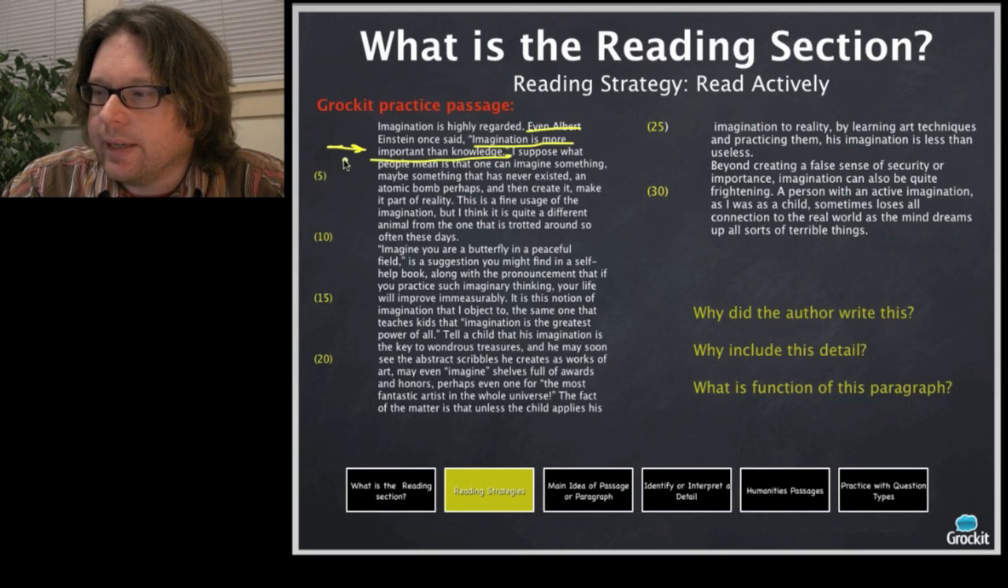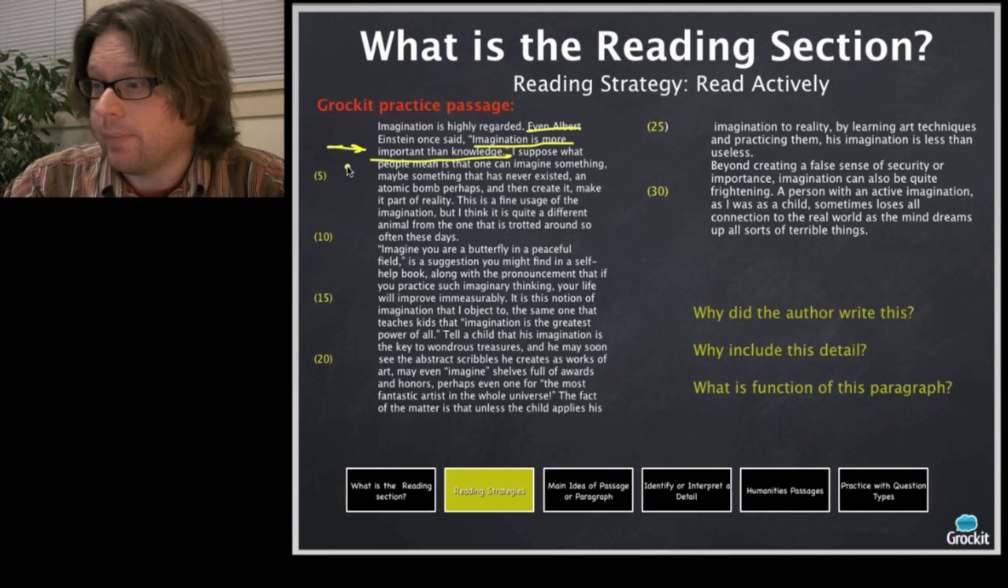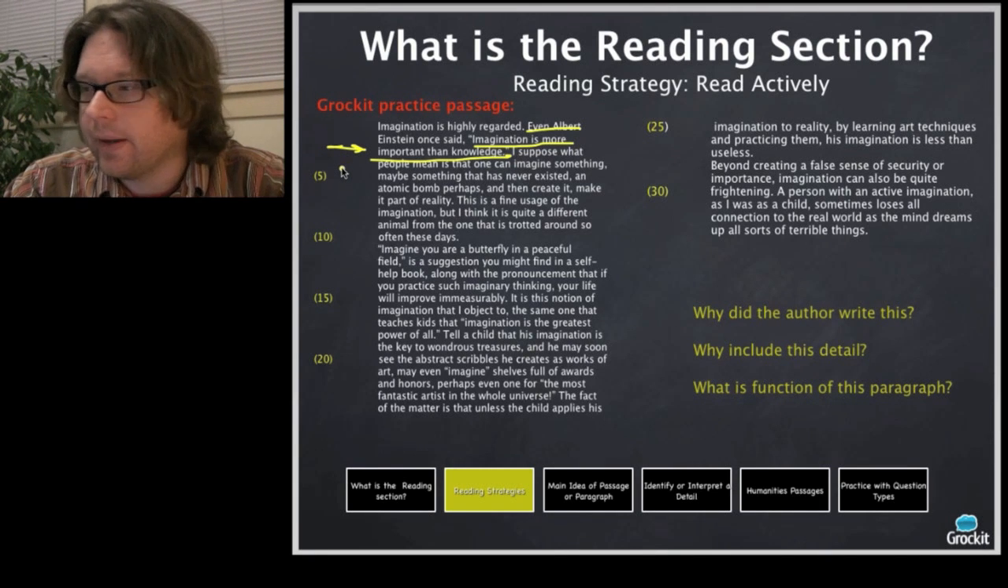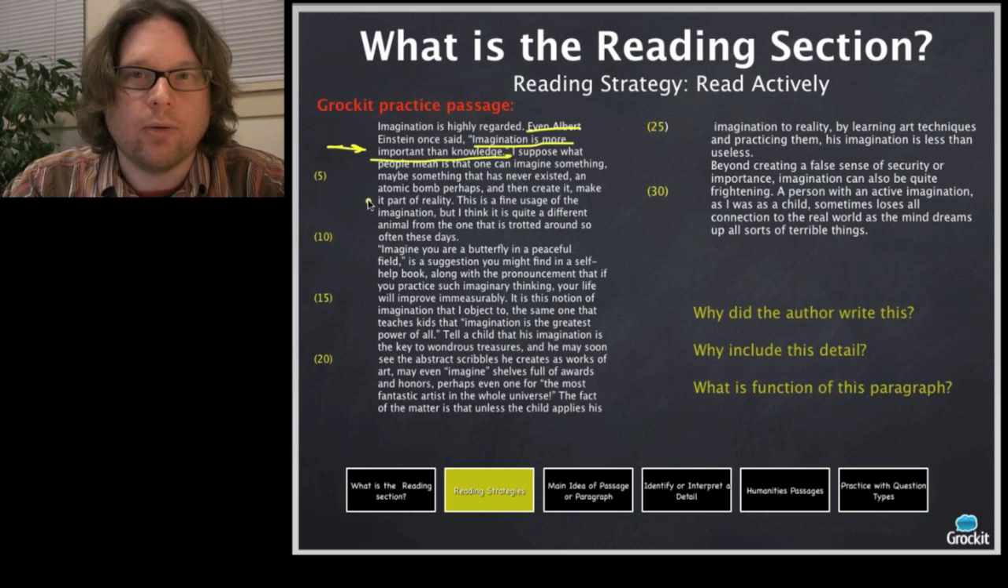I suppose what people mean is that one can imagine something, maybe something that has never existed, an atomic bomb perhaps, and then create it. Make it part of reality. This is a fine usage of the imagination, but I think it is quite a different animal from the one that is trotted around so often these days.